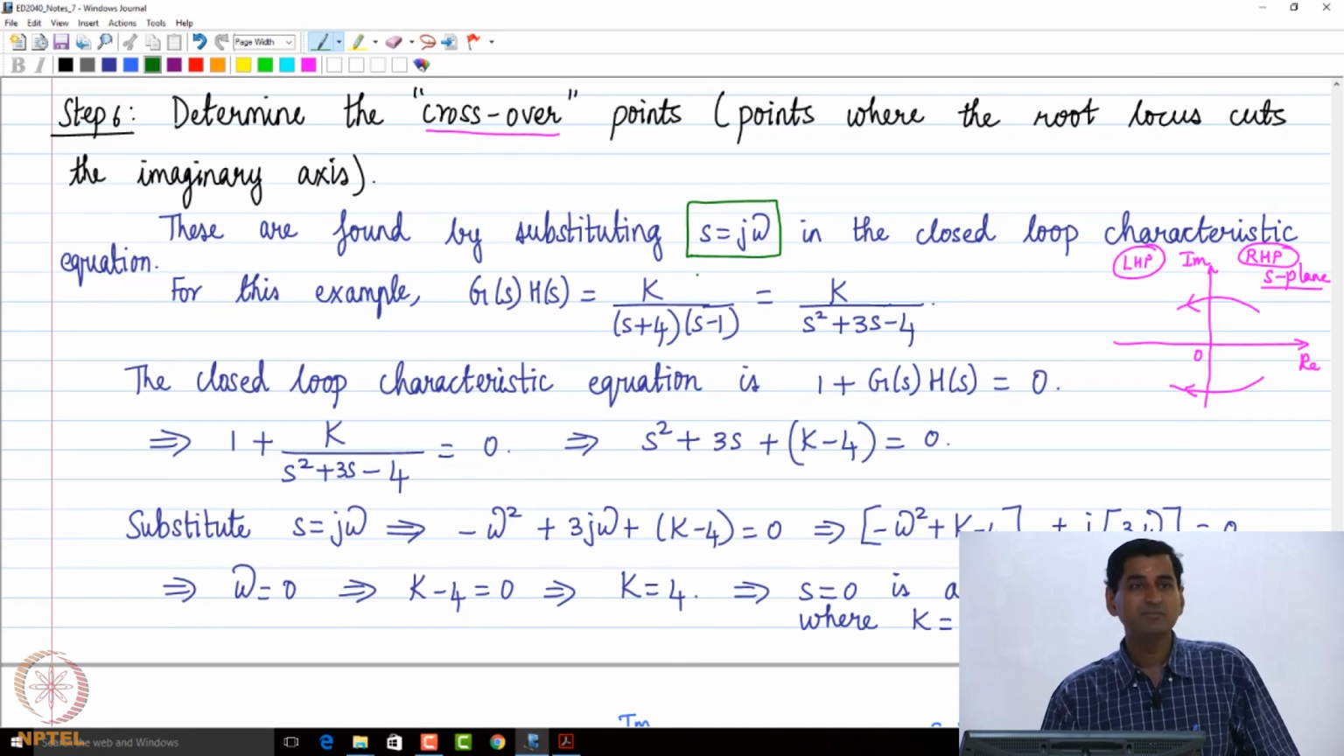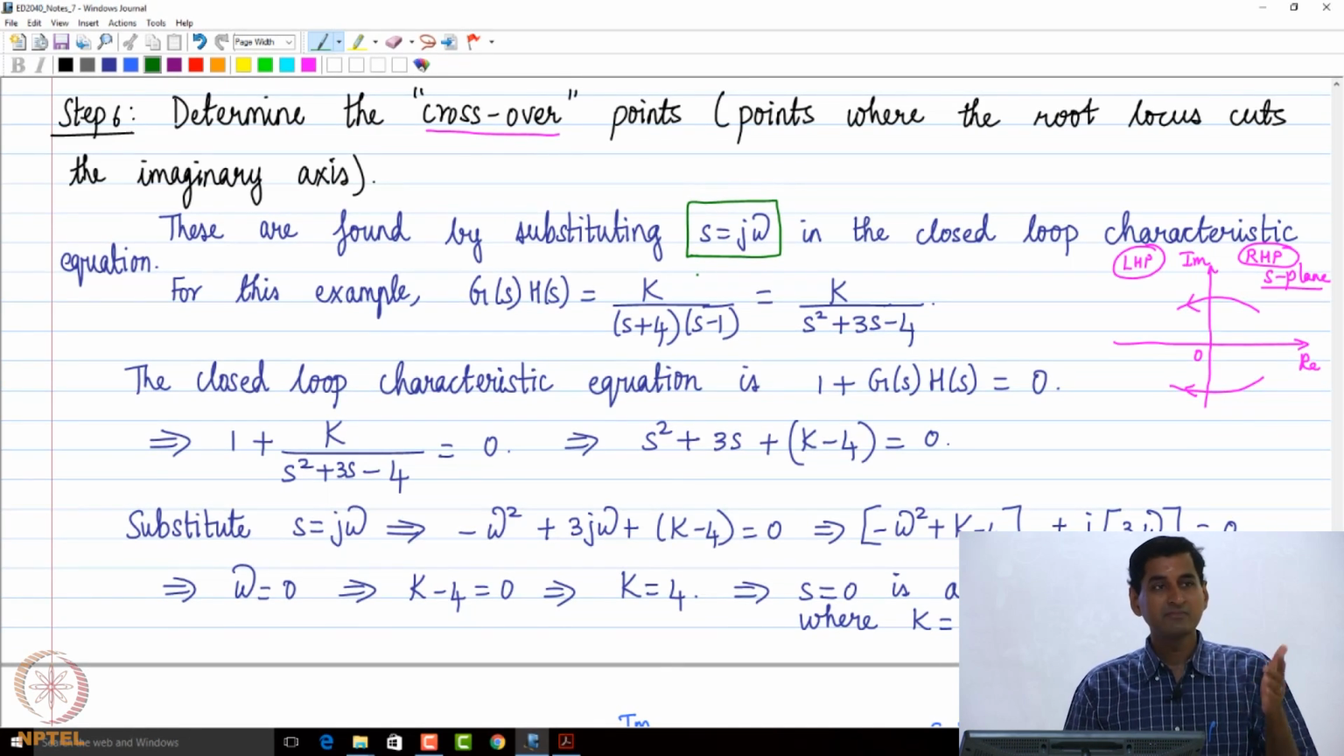Then what is going to happen? The real part is going to be 0, right? On the imaginary axis, that's what it is. So if you consider a complex variable s of the form sigma plus j omega, and the complex variable is purely imaginary, that means sigma is 0, right? So that's why we search for roots of the form s equals j omega for some value of k. That's what we are going to look for. So that's why we substitute s equals j omega in the closed loop characteristic equation.